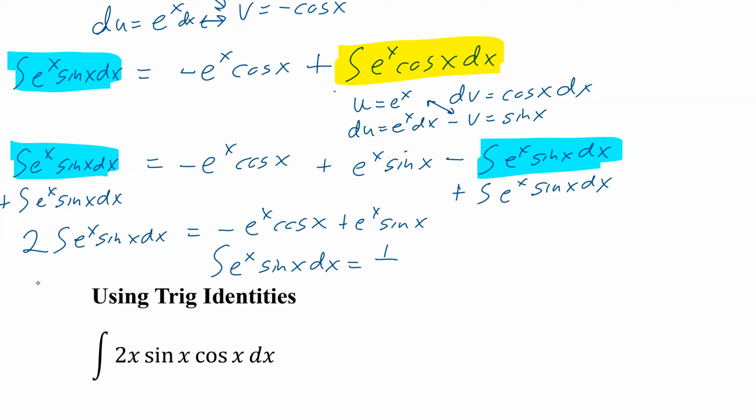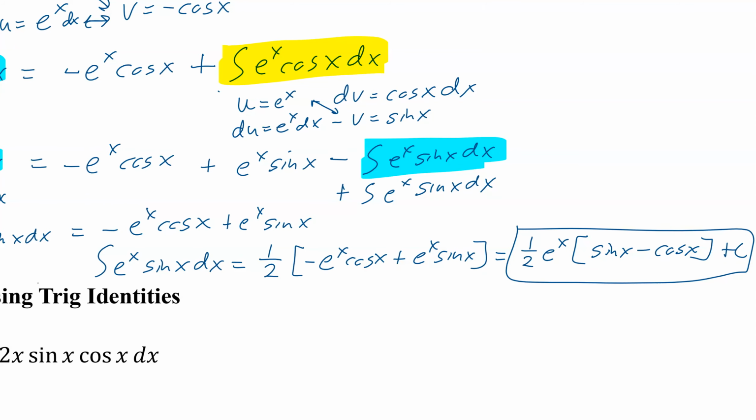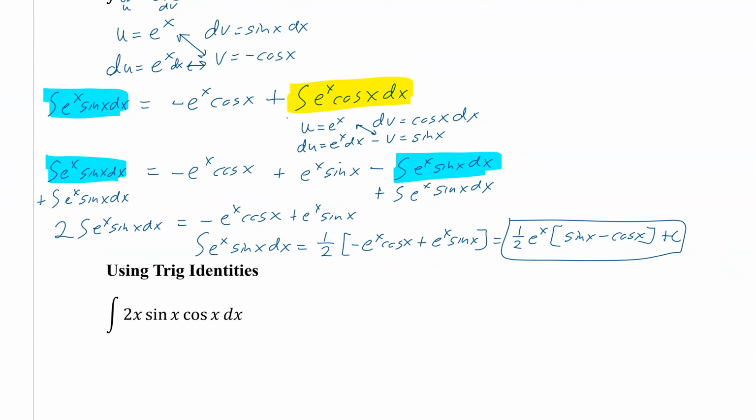So 1/2, and I'm going to just put the half first, negative e to the x cosine x plus e to the x sine x. The reason is I see they both have an e, and so I want to take that e to the x out. So 1/2 e to the x, and then we'll write it as sine x minus cosine x. And then what do we need at the end? Plus c. We need that constant because it's not a definite integral.